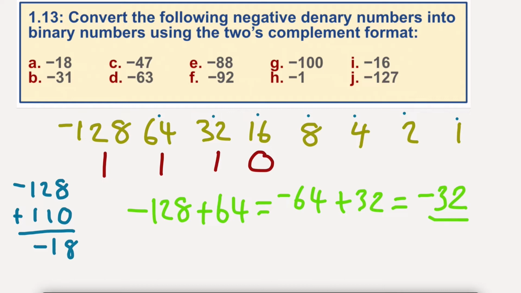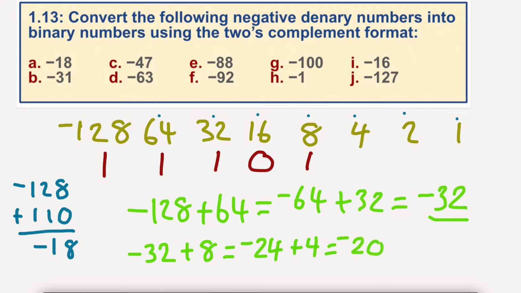So now I'm going to go on to the next line. I've got minus 32, I'm going to add 8 to it, I should end up with minus 24. Okay, so I can stick a 1 in there. To that, I'm going to add the 4 to get to minus 20. Okay, I've got to get to minus 18, so I can add 2 to that, and that will give me minus 18. So add the 2, nothing left for the 0.